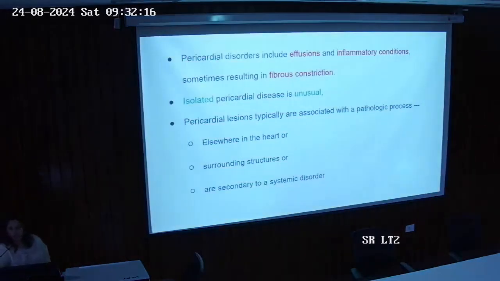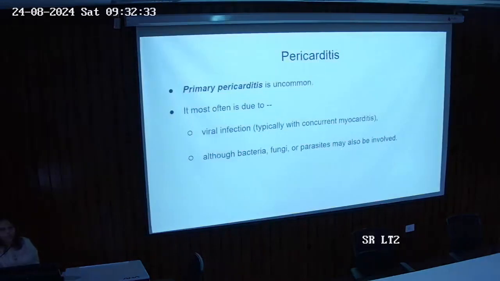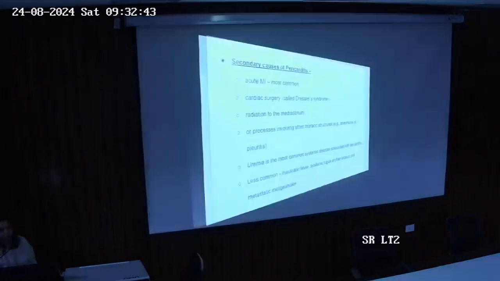Pericardial disorders में दो चीजें आती हैं, effusions and inflammations. Okay, it can usually be associated with a pathological process elsewhere in the heart, surrounding structures, or secondary to a systemic disorder. Now what is pericarditis? Primary pericarditis is very uncommon. It can occur because of viral infection, or it can be because of bacterial, fungal, or parasites.